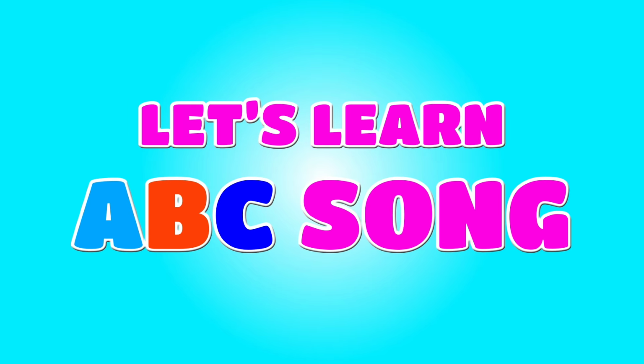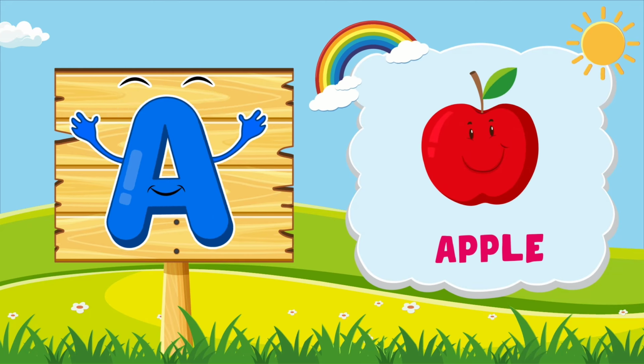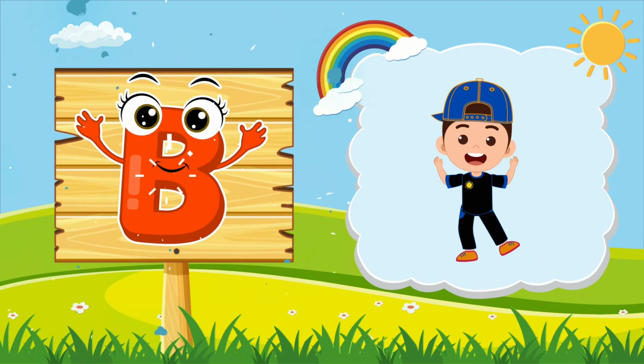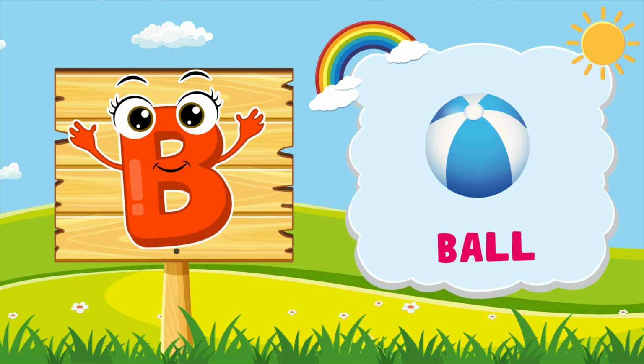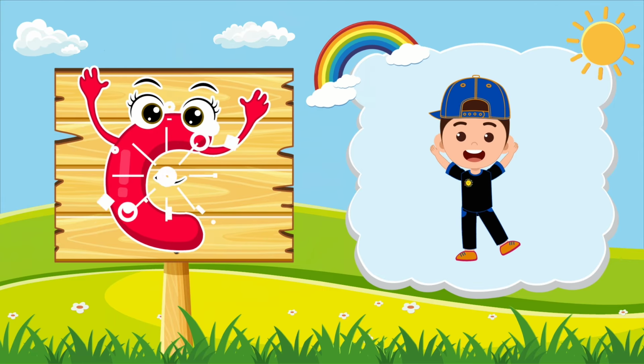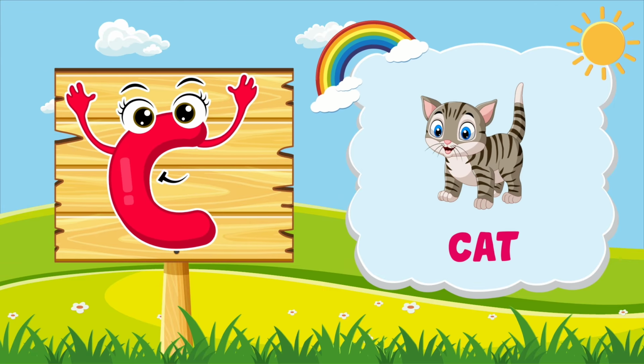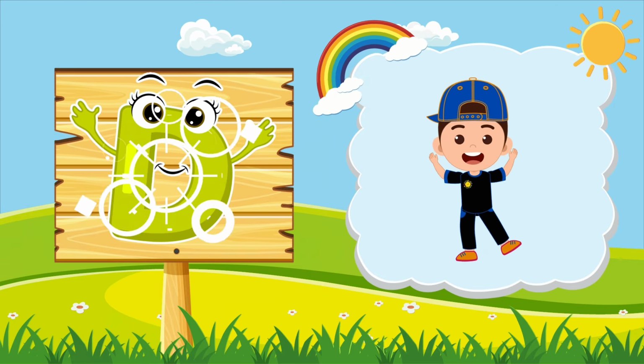Let's learn ABC song. A is for apple, apple. B is for ball, ball. C is for cat, cat. D is for dog.